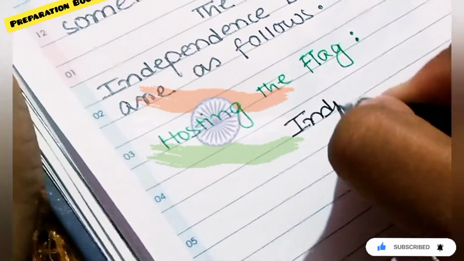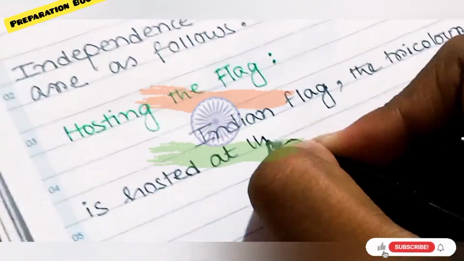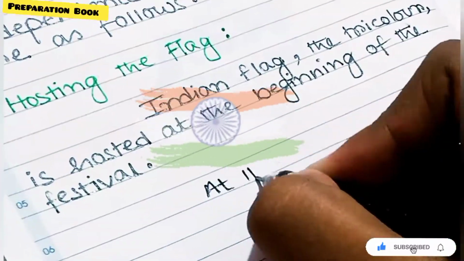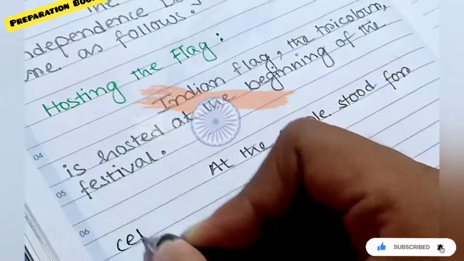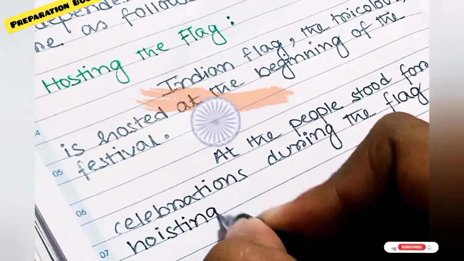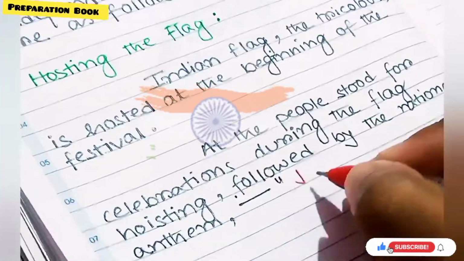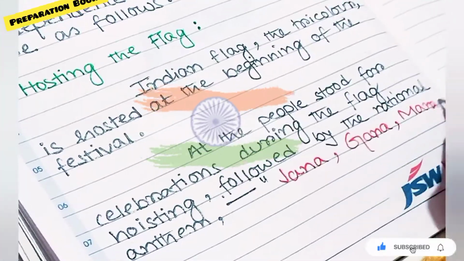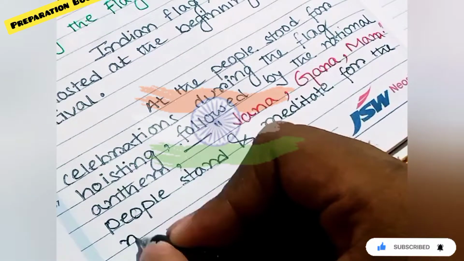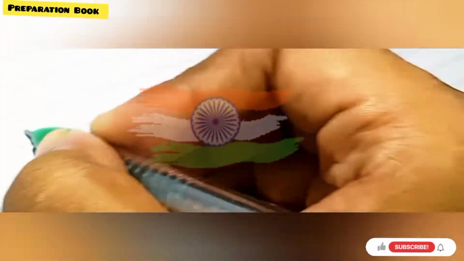Hoisting the flag. The Indian flag, the tricolor, is hoisted at the beginning of the festival. And the people stand for celebrations during the flag hoisting, followed by the national anthem Jana Gana Mana. People stand and meditate for the national anthem when it is played.